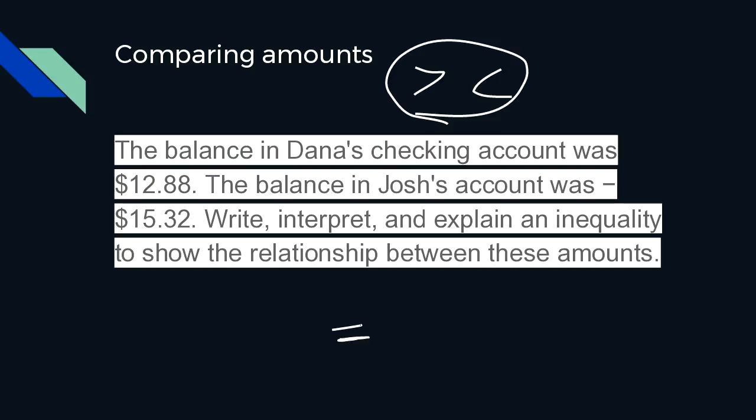So this 4 is equal to 4. But 4 is greater than 3. This would be an inequality because they are not equal. Does that help, Grace? Right, it has everything to do with greater than and less than.